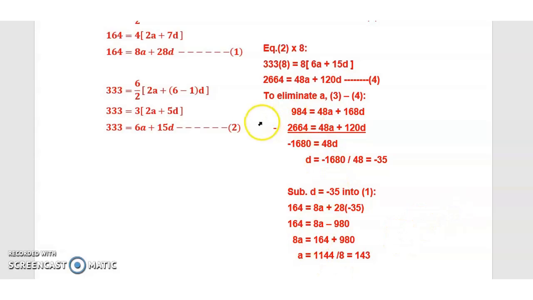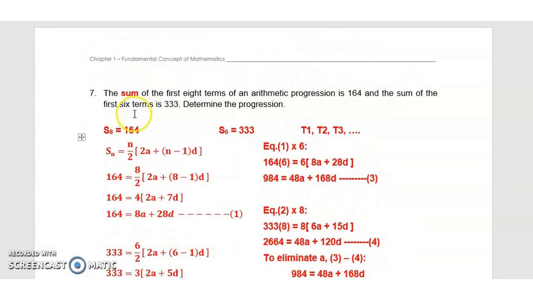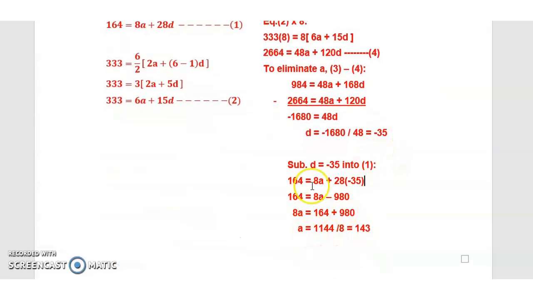So the question just now asks us to determine the arithmetic progression. What is T1, T2, T3 and so forth. So once we know value a, the first term, and common difference d, then we can determine the sequence. So the sequence or the progression is, T1 is a, so 143. So how to get T2, second term, we add common difference. So 143 plus negative 35 equal to 108.